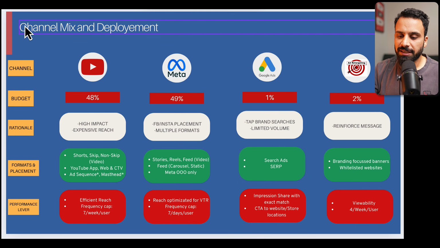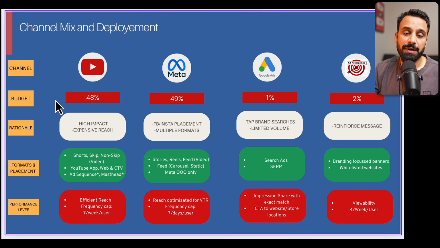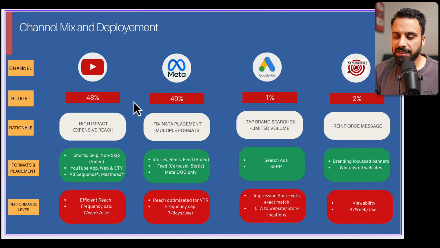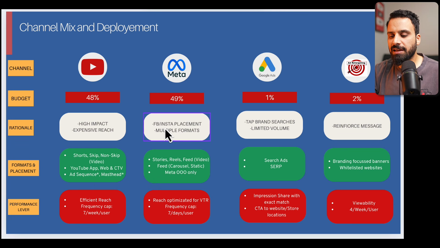Then I mentioned this channel mix and deployment, like, okay, these are the channels we'll be using. It's 48% and 49% Meta and YouTube, basically just 1 and 2% going here. So what I suggest is, this is very important because YouTube we are using, it's high impact, a bit expensive reach. Facebook, Insta placements, multiple formats we can use on Meta because we have Facebook, Instagram within Meta. That's why we're allocating 49% here.